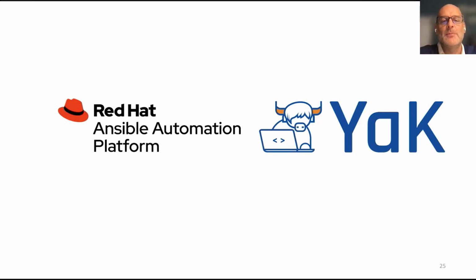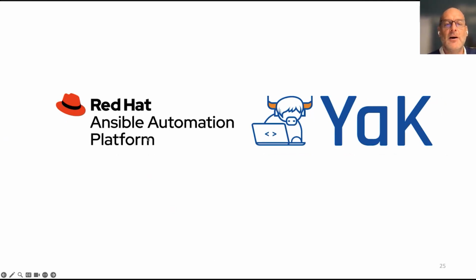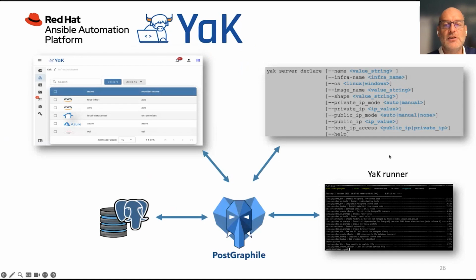Why? Because we used the same way of development. So, in simple words, I also have the roles and the playbooks. Yes, we use only Ansible code, so it's the same as on Red Hat Ansible Automation Platform. So it was easy to integrate. How is it working? Here you have your YaK, as I showed you before, with the UI, with the CLI, with the YaK runner, and the graphical interface and the database.